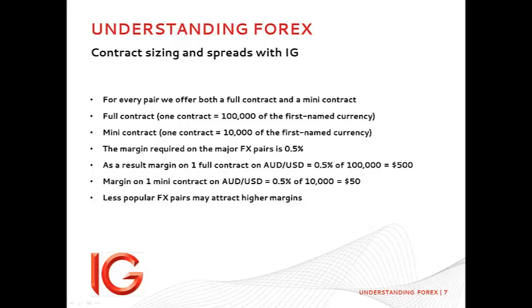The margin required on the major FX pairs is as little as 0.5%. As a result, the margin on one full contract on the Australian dollar versus the US dollar is essentially 0.5% of $100,000, which equates to $500. The margin on one mini contract on the Australian dollar versus the US dollar is equal to 0.5% of 10,000, which is equal to $50. The less popular FX pairs may attract higher margins.